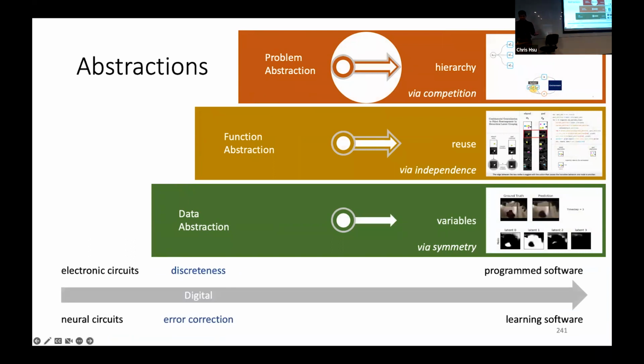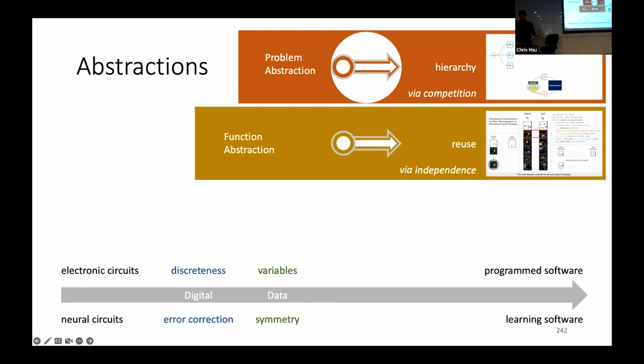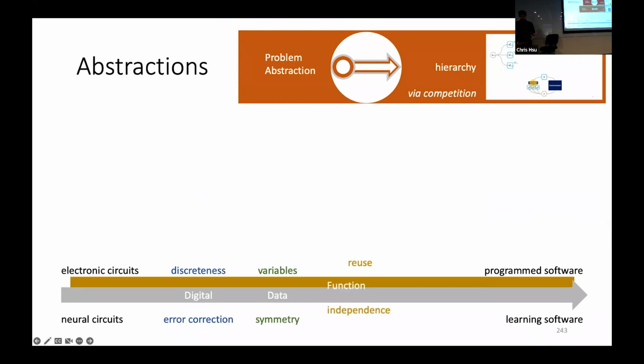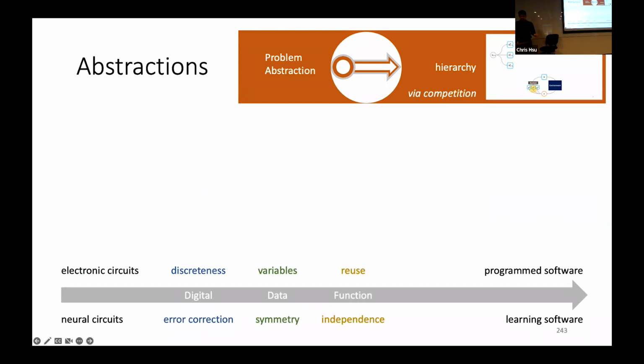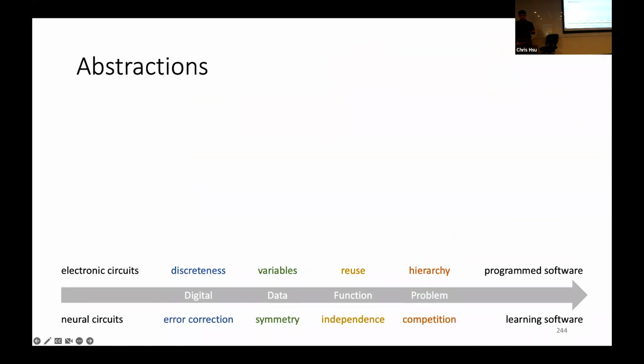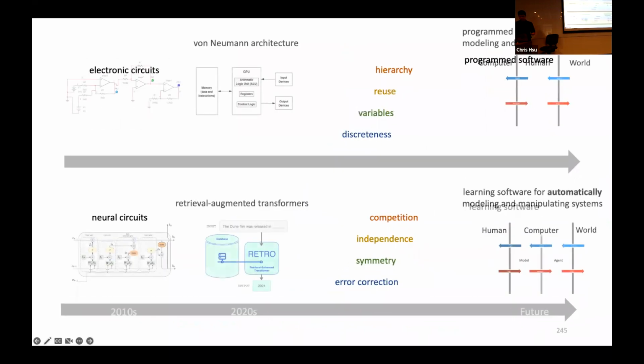I showed how to implement the digital abstraction via the principle of error correction. I showed how to implement the data abstraction via the principle of symmetry. I showed how to implement the function abstraction via the principle of independence. And I showed how to implement the problem abstraction via the principle of competition.